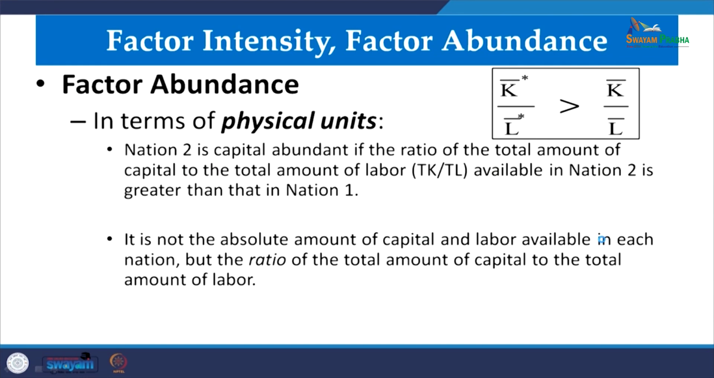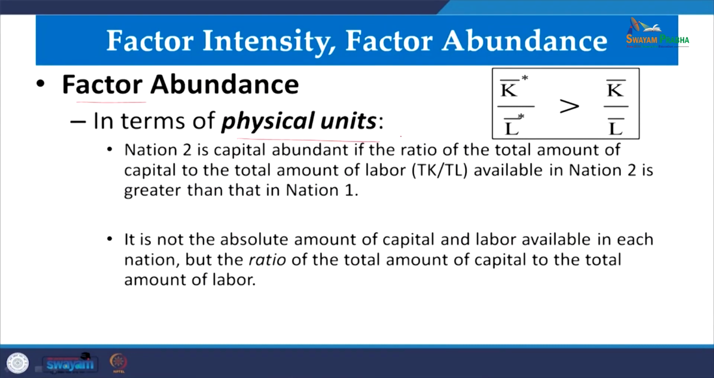Now, how to define factor abundance? Factor abundance is largely defined in two ways. One is through the availability of physical units, another is the market-determined prices of those factors. Factor abundance in terms of physical units basically means total capital by total labor availability, TK by TL. Again it is in relative terms, not just that K is greater than L; the ratio K upon L should be relatively higher as compared to another nation. So, this is the availability by physical units.